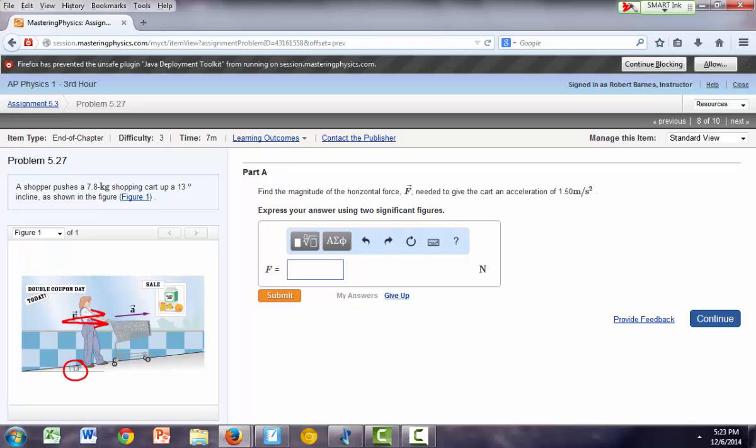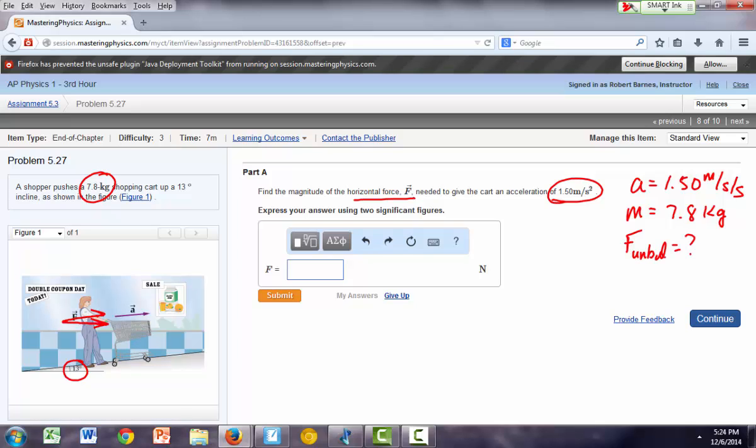So let's draw a force diagram with what we know. We know the mass of the shopping cart. We're trying to find the magnitude of the horizontal force to accelerate it up this incline at that rate. So the acceleration is 1.50 meters per second squared, and the mass of this thing is 7.8 kilograms. And so we need to find the unbalanced force that causes that. So what we'll need to do is draw a little force diagram.